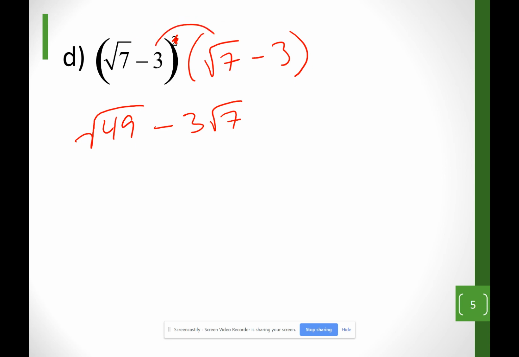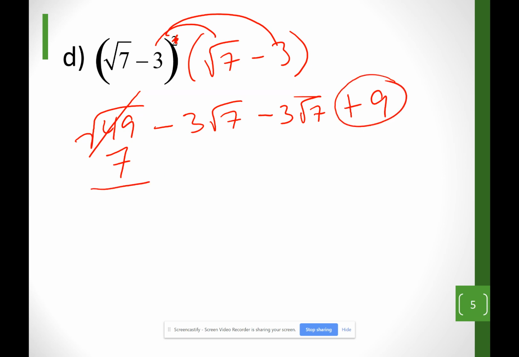Now let me distribute the negative 3. Negative 3 times radical 7, I get negative 3 radical 7. And negative 3 times a negative 3 gives me positive 9. Now, to begin with, radical 49, the square root of 49, that's 7. So when I'm looking at whole numbers, I'm looking at 7 plus 9. That's 16. When I'm looking at the radicals, they are like terms because they have the same radical. I'm going to combine the numbers on the outside. Negative 3 minus 3, I'm going to call this negative 6 radical 7.